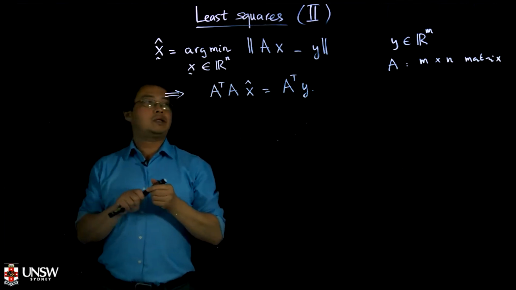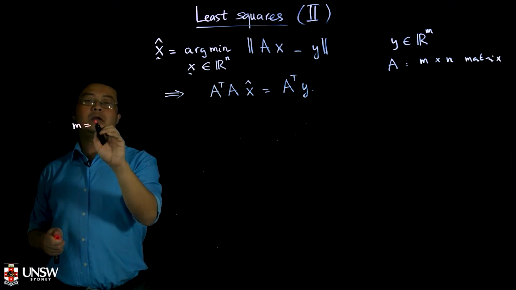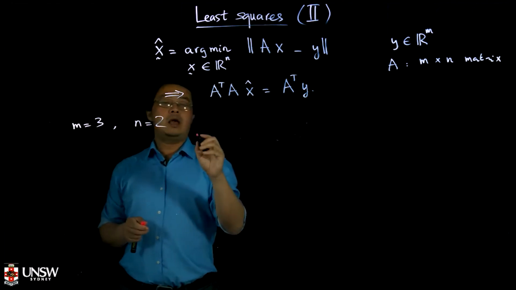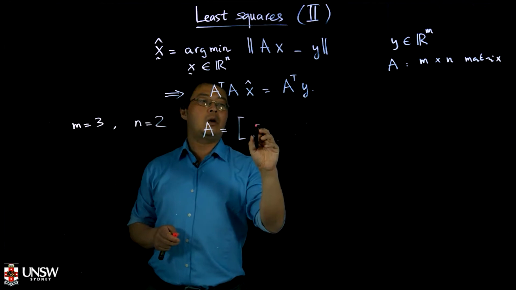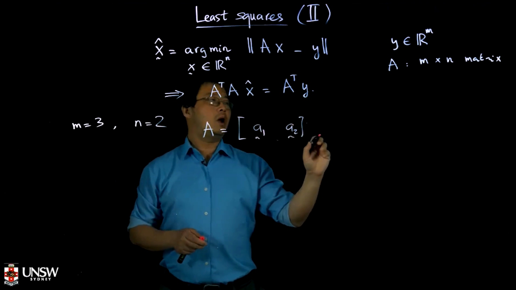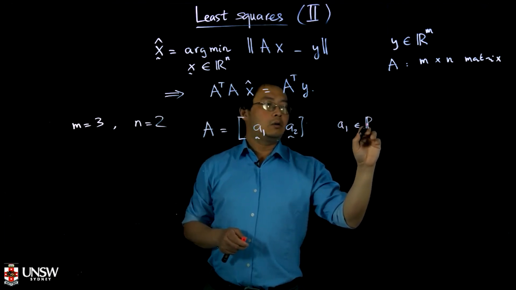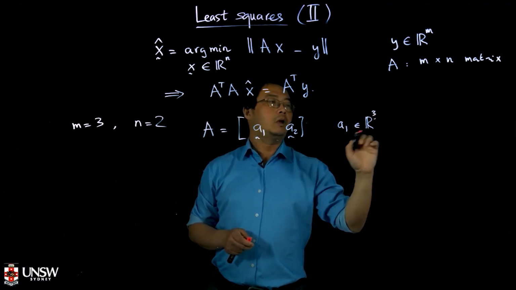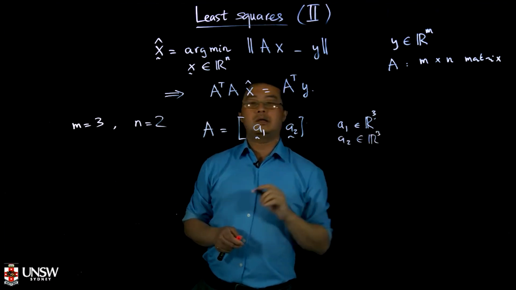Now, to keep it simple, let me show you how to prove it for the case m equals 3, n equals 2. In this case, the matrix A just has two columns, A1 and A2. A1 is a 3 by 1 vector, and A2 is a 3 by 1 vector as well.